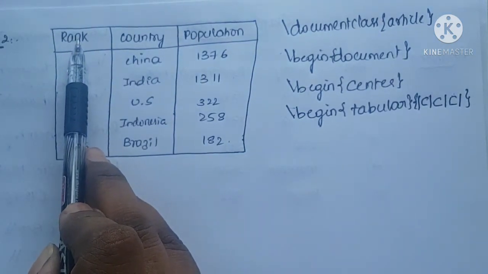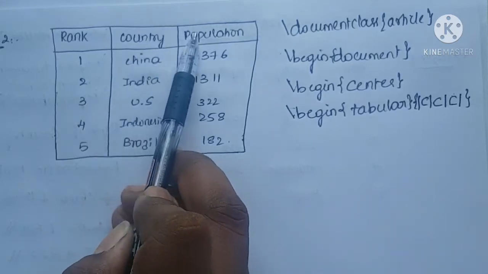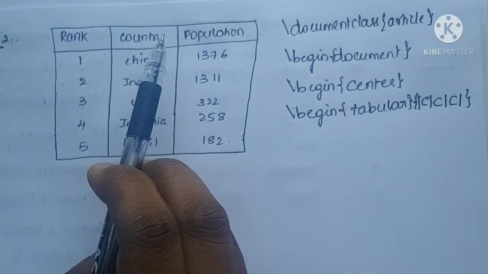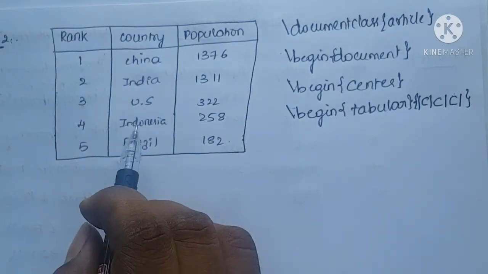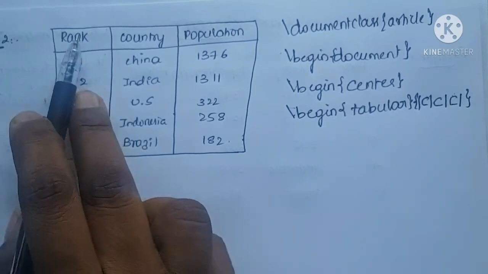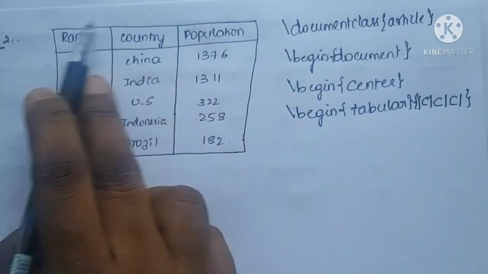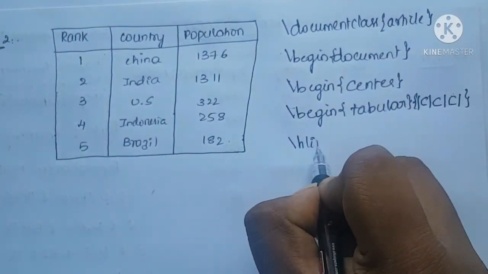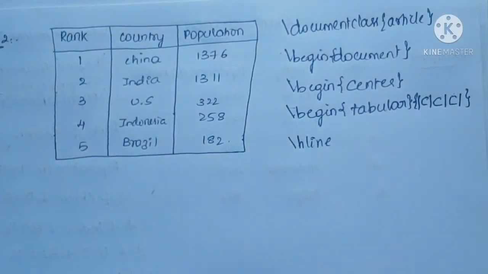If you observe, the first row is rank, country, population. You know how to mention it. How will we mention? Rank and country and population, 2 backslashes. That is how you are mentioning. But if you observe, before that there is a line. So, to get this line, the command is \hline. \hline means it creates a horizontal line.